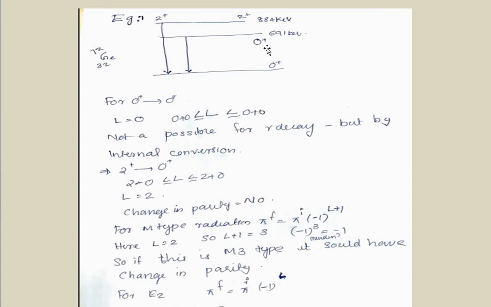Suppose there is a transition 0 plus to 0 plus and 2 plus to 0 plus. We know that a 0 plus to 0 plus transition is not possible in the case of gamma decay. Then what type of transition occurs? That is known as internal conversion. 0 plus to 0 plus is internal conversion. Okay, let us consider the case 2 plus to 0 plus.